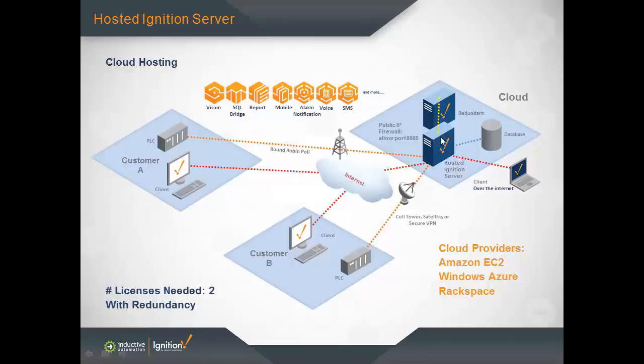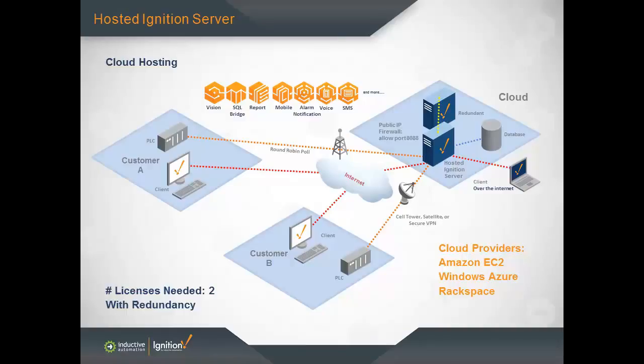So here you can see I have 2 Ignition servers up in the cloud that are set to be redundant. And of course, they have a public IP address. They're behind a firewall. So pretty much anywhere in the world, I can open up the runtime and view the screens that we developed up there. I have a central database up here, where I take all the data from multiple locations and send it up to that central location.